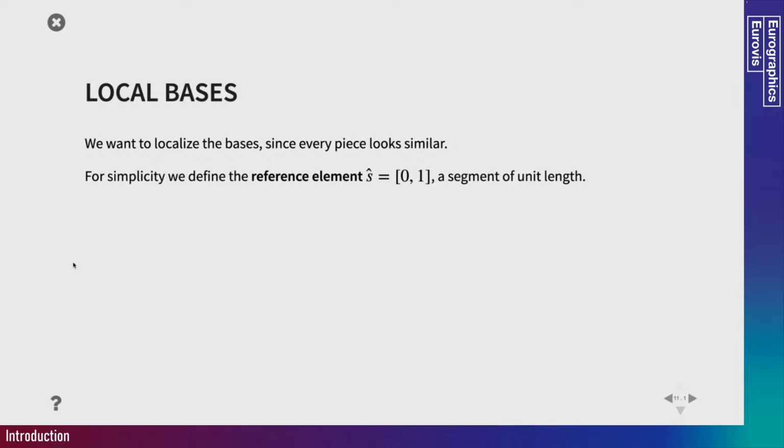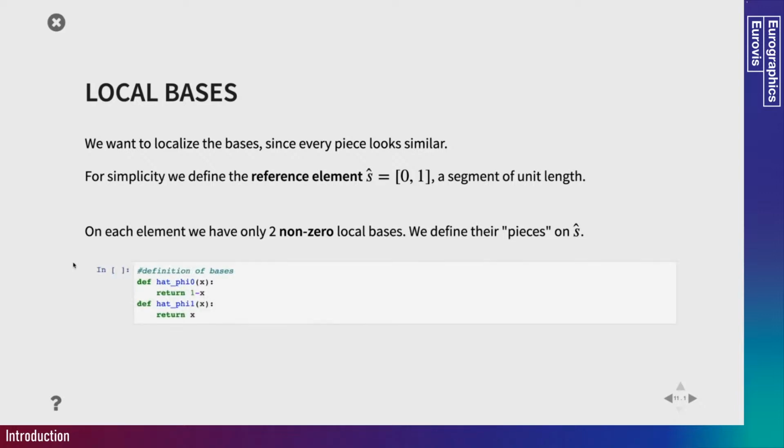So let's stick to 1D. We have this super simple segment of unit length. On top of this segment, as we saw before with the zoom in, we will have only two non-zero local bases. So there will be two pieces defined on S hat, one going up and the other one going down. Since we decided the reference element to be this unit segment, we can hardcode the bases. We have phi 0, which is just 1 minus x. This is the one which is 1 at 0 and 0 at 1.